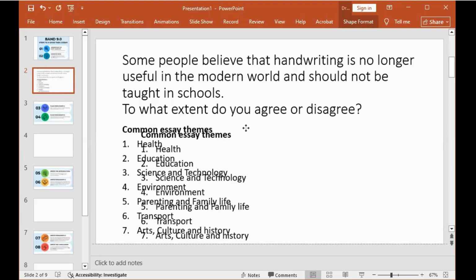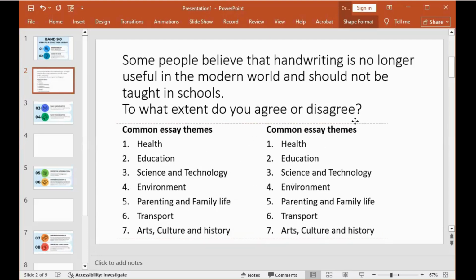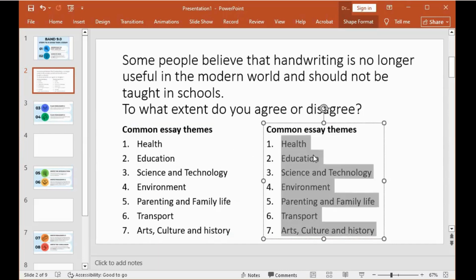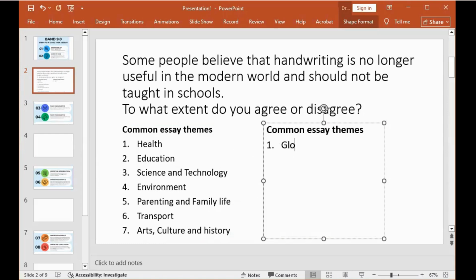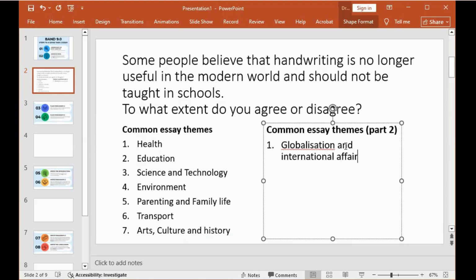Let me duplicate this thing. So we have another set. Then we have globalization. So let's call this part two. These ones are less common. These themes that I'm putting here are not very, very common, but they also show up once in a while. We have globalization and maybe international affairs, anything that has to do with how countries relate.